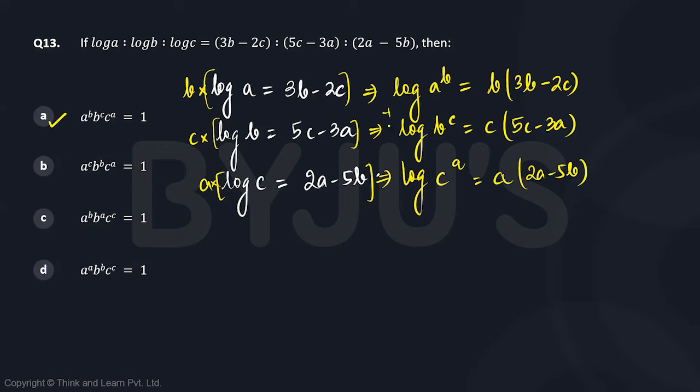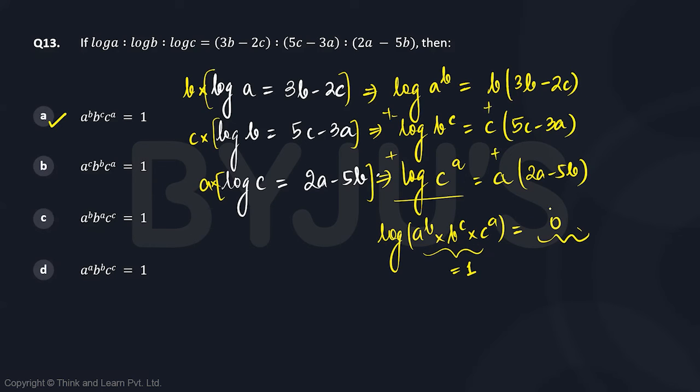Now, if we add all the three logs, we are going to have log of A to the power B into B to the power C into C to the power A. And if I want the overall value to be 1, this should be equal to 0. So when the value of a log is 0, then only you get the value as 1, right? This will be equal to 1. So log 1 is 0. That means if we add the RHS, it should cancel out everything. But we are going to have 3B square and 5C square and 2A square, which is not going to get canceled. So we'll have to go by the options.